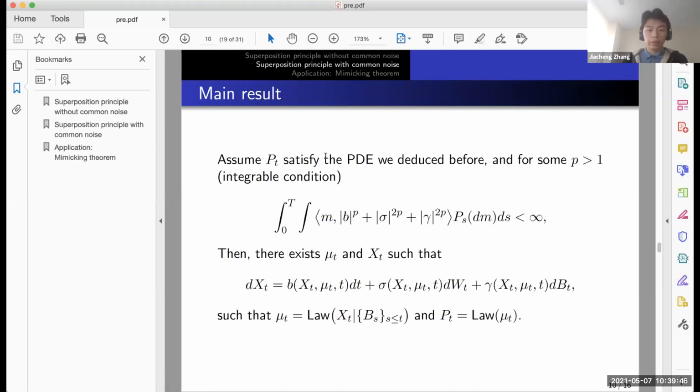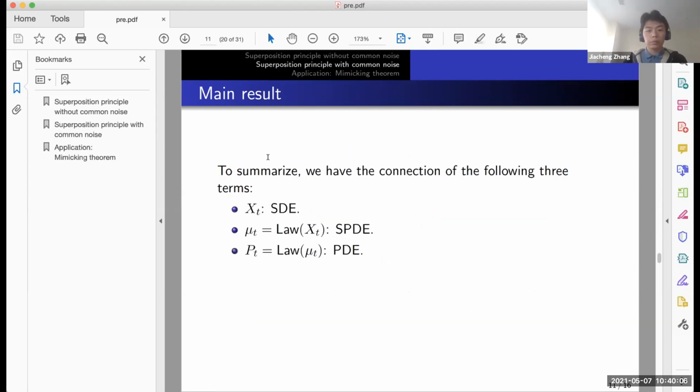And again, our thing here is the weak solution. So basically the superposition principle provides us a reverse direction, in the sense that we start with the PDE for this P_t here, and then we can use this P_t to construct some mu_t, and then we can construct some X_t here.